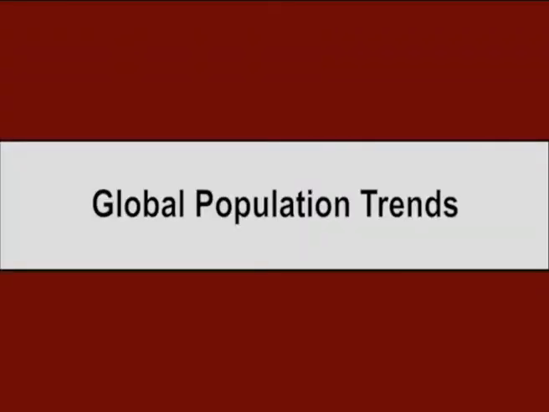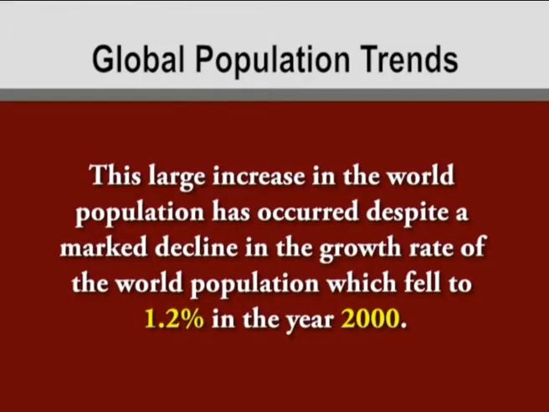Global population trends. The population of the world is increasing about 50 million every year, and there is no expectation of an early reduction in the rate of growth. This large increase in the world population has occurred despite a marked decline in the growth rate of the world population, which fell to 1.2% in the year 2000.